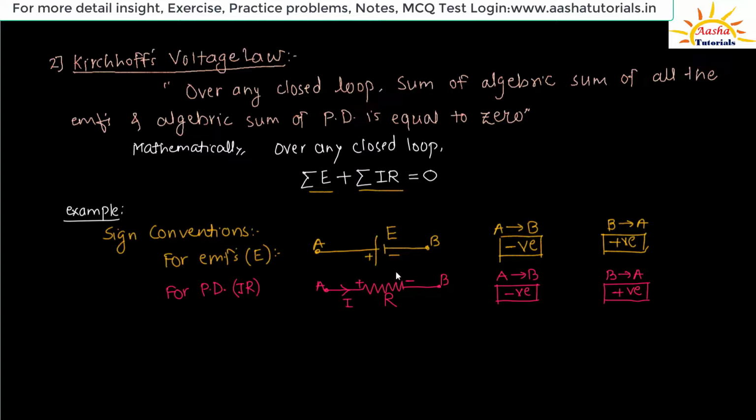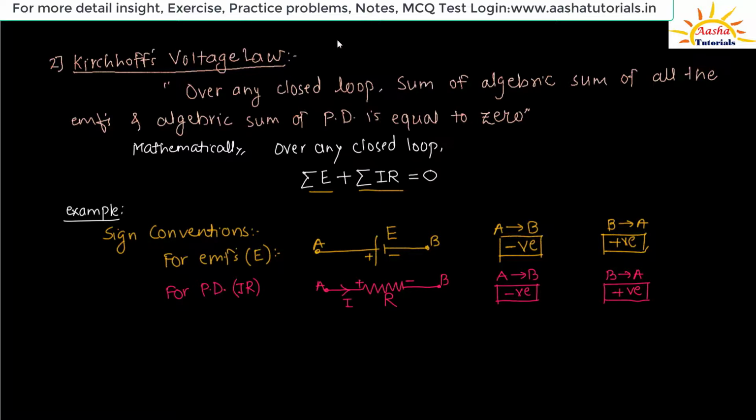In short, if you want to remember this, always take the sign of EMF or IR as the letter sign. That means if you travel from positive to negative, it is negative, and from negative to positive, it is positive. So whatever letter sign we have, we have to take that using Kirchhoff's voltage law. Now I hope you understood this sign convention.